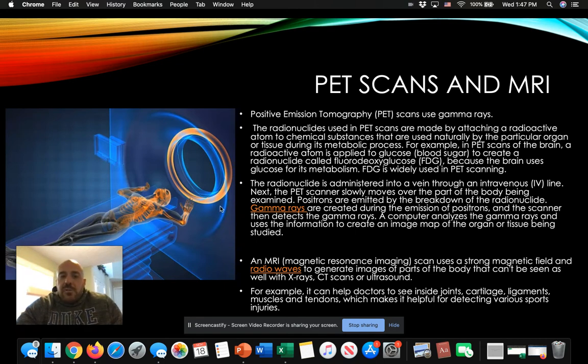This picture over here is actually an MRI, even though they look similar to PET scans. But an MRI uses magnetic fields and radio waves. So again, PET scans use the high energy gamma rays. MRIs actually use low energy radio waves. And they're making pictures of parts of your body that won't work very well with X-rays or CT scans or ultrasounds. You can actually see inside joints, ligaments, muscles. So it's big time in sports injuries. If you've ever had a favorite player maybe tear an MCL, which we know is a bad injury, the way they find out it's torn for sure is through an MRI.